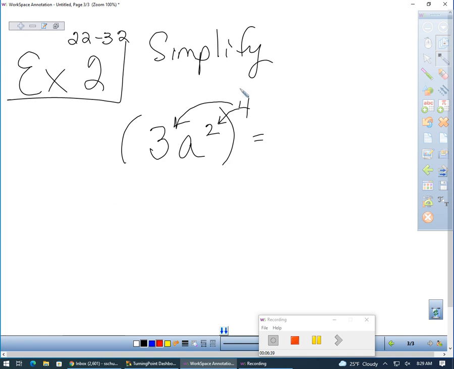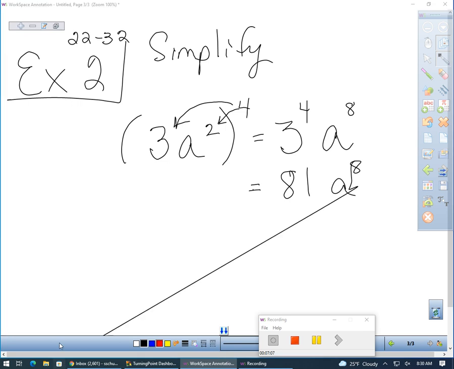This is an exponent, so what does that mean? It actually means we have 3 to the fourth, a to the eighth. We have to put the exponent on 3 and the exponent on a to the second. So then I got to simplify 3 to the fourth, which is what? Good. So this becomes 81, a to the eighth.